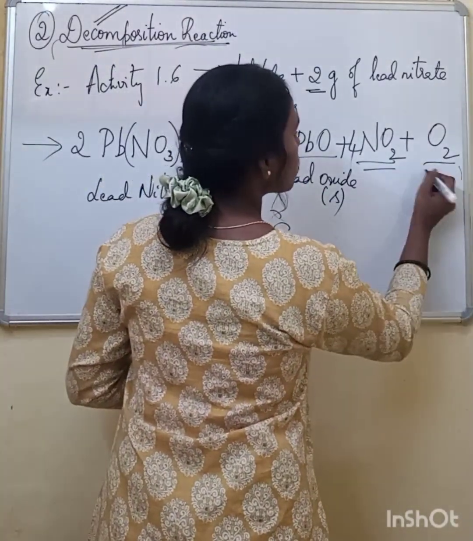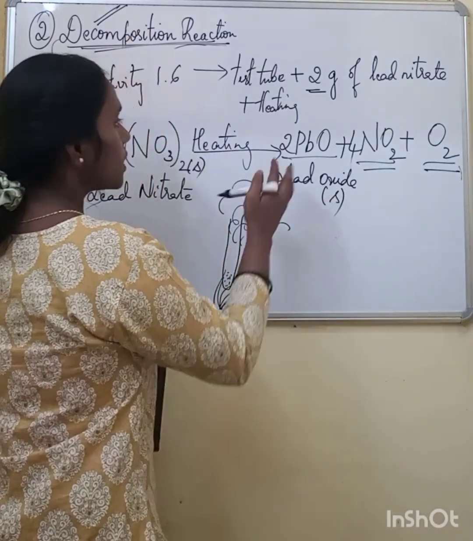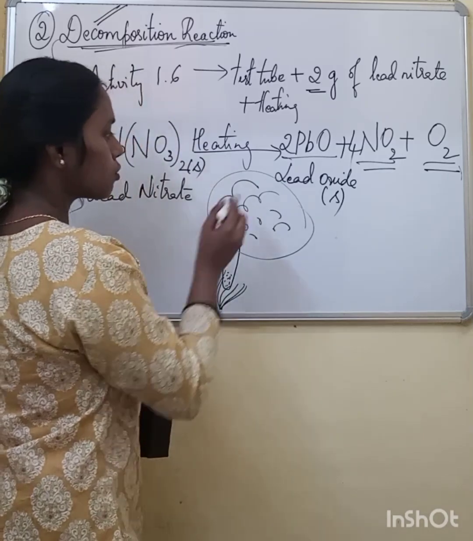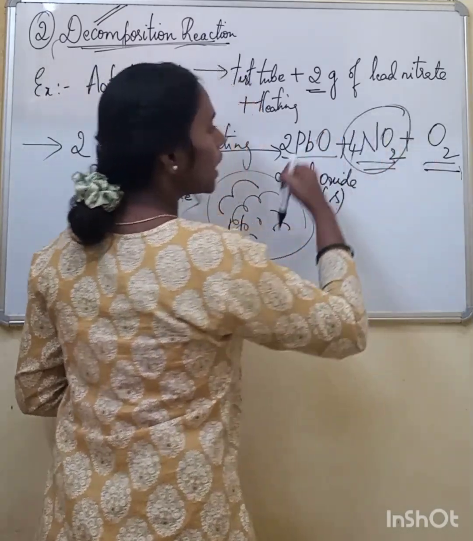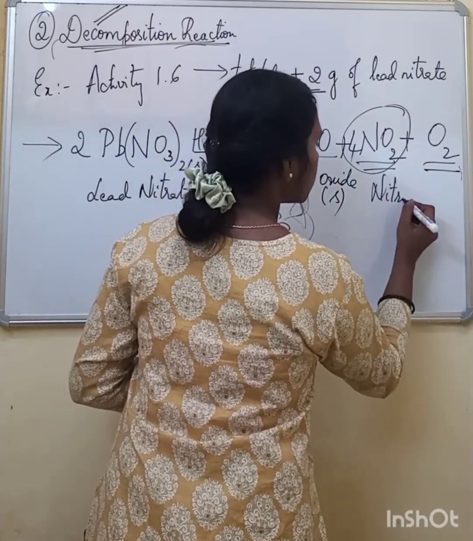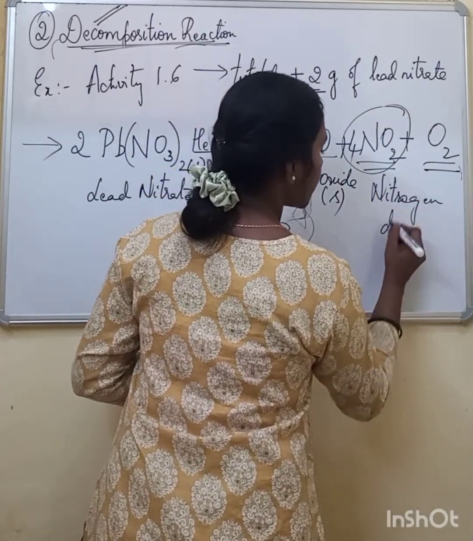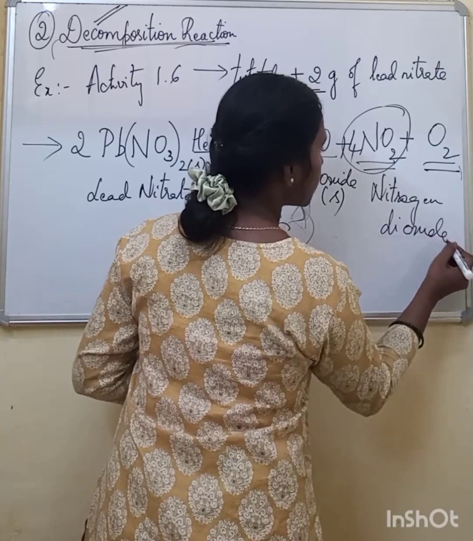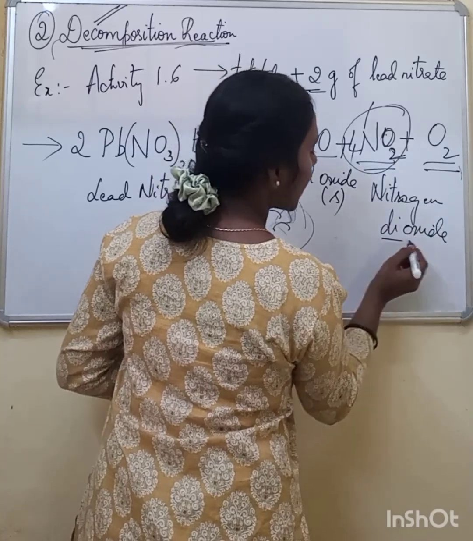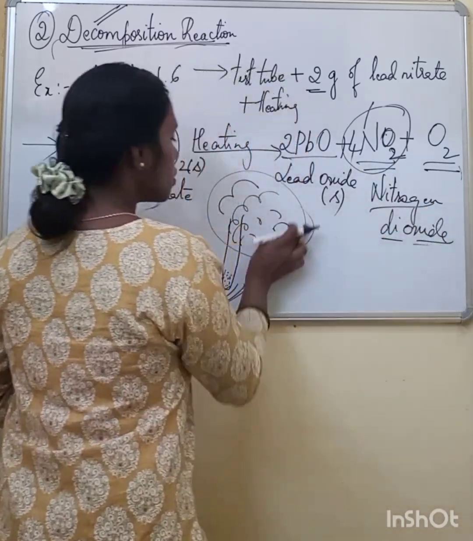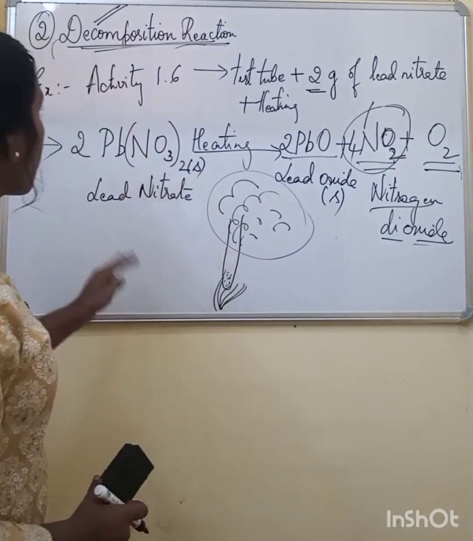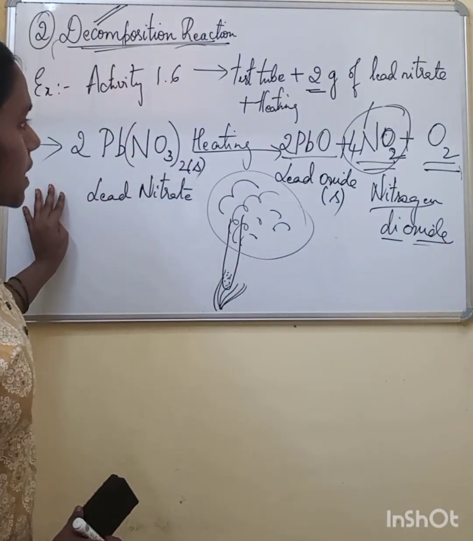But among these two, they are saying fumes are coming. These fumes are composed of what? These fumes are composed of nothing but NO2, nitrogen dioxide. N is nitrogen, and we have 2 O, so dioxide, nitrogen dioxide. So the fumes are composed of nitrogen dioxide. So this is what your activity 1.6 is saying.